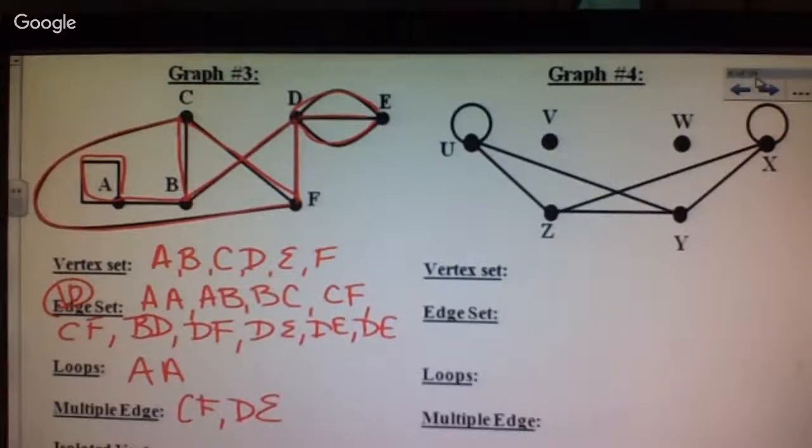There are 2 multiple edges in this one. A lot of people forget about CF because the one loops clear around to the side and one goes straight down through. Okay, there are still 2 lines connecting those 2 points. Even though A is a square, it is still a loop. It still comes out of A and goes directly back before it touches anything else.